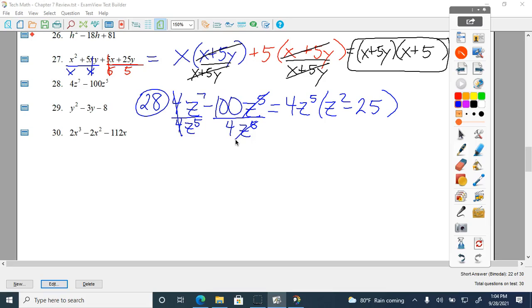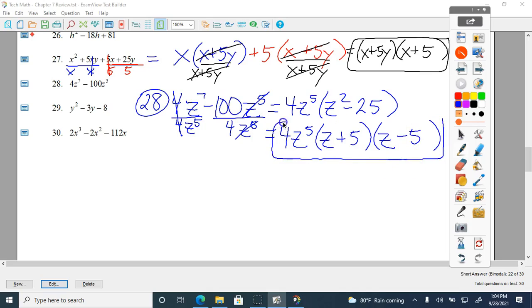Can I continue to factor that? Yeah. I have two perfect squares, right? So my final step, I'll have 4z to the 5th. Z, what's the square root of 25? 5. So I put, since it's negative, positive 5 and negative 5. Okay?